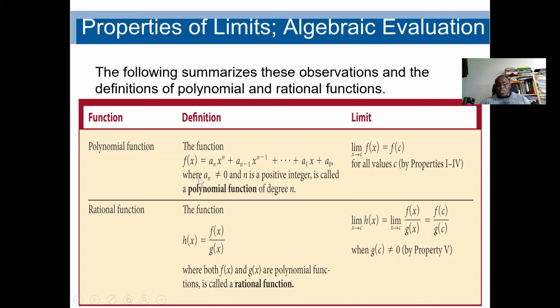Our first goal here, if we have a polynomial function, is to simplify it before we substitute c for x. We can use any of the previous properties we saw. The same thing applies if we have a rational function. We can simplify f(x) over g(x), then whatever the solution is, we substitute c for the x variable. So here we have f(c) divided by g(c).